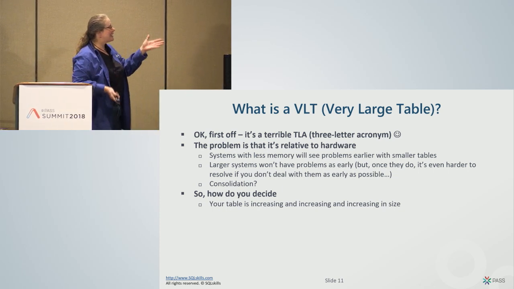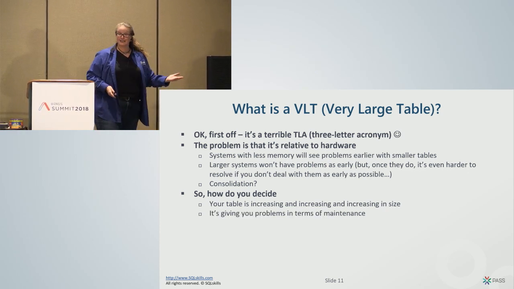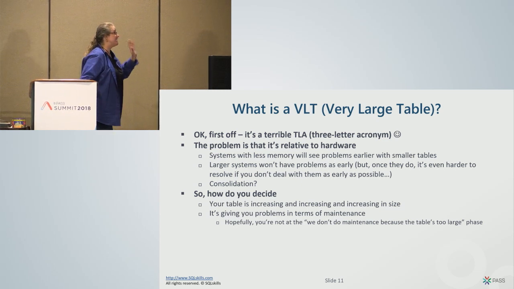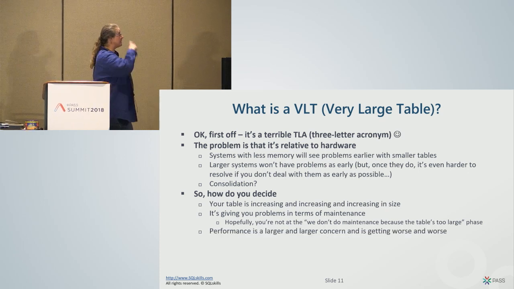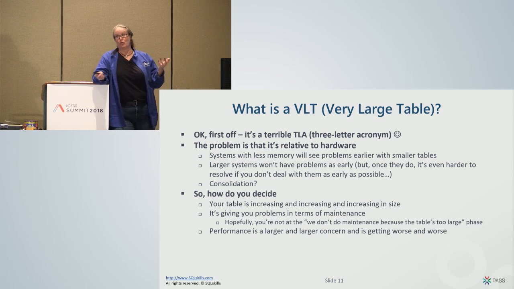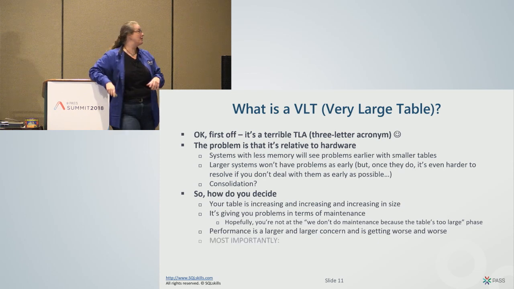So your table's increasing and increasing in size. You're keeping more and more data around. It's starting to give you problems in terms of maintenance, and hopefully you're not yet at that point where you can't do the maintenance because the table is too large. And of course, performance, which you might just attribute to the fact that you have more and more data, but it could actually be statistics problems, caching problems, maintenance problems. I mean, there's a wide variety of problems that you could start running into that maybe you're just attributing to size, but if you change that architecture, you might be able to resolve quite a few of those problems, okay?